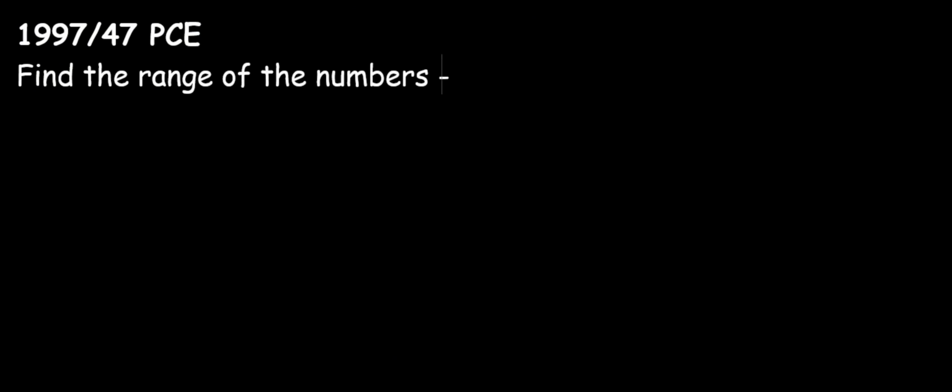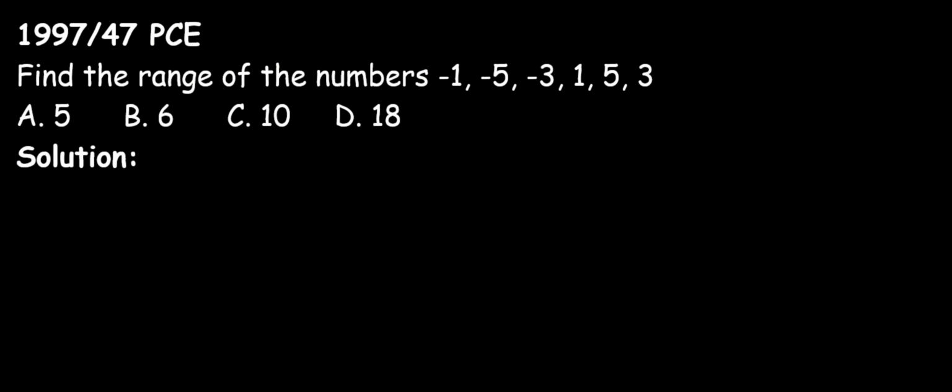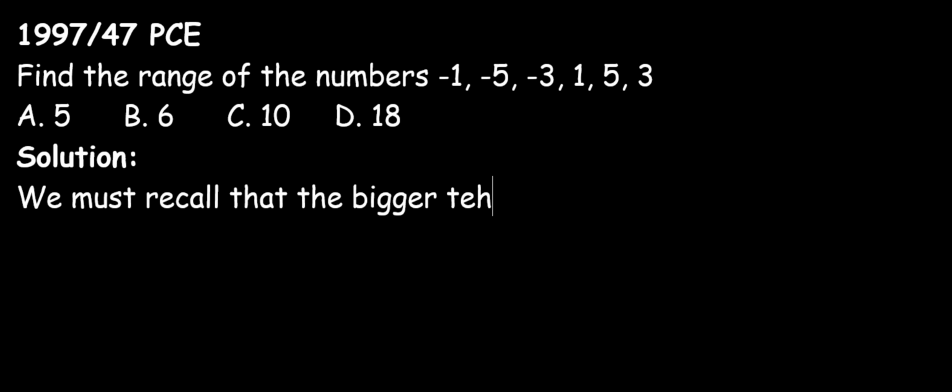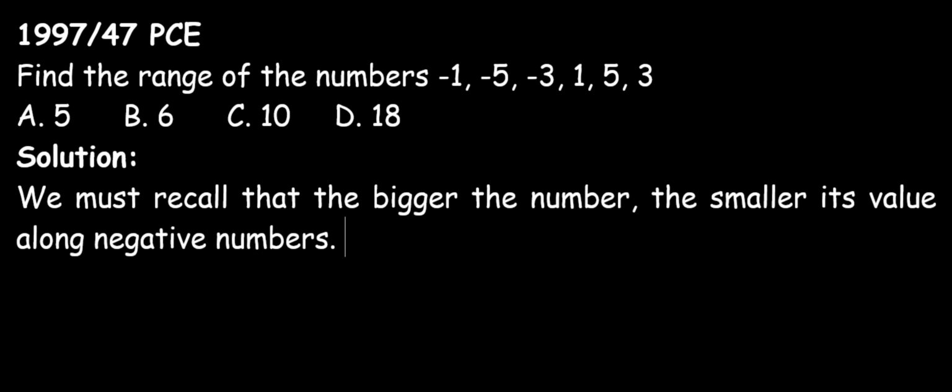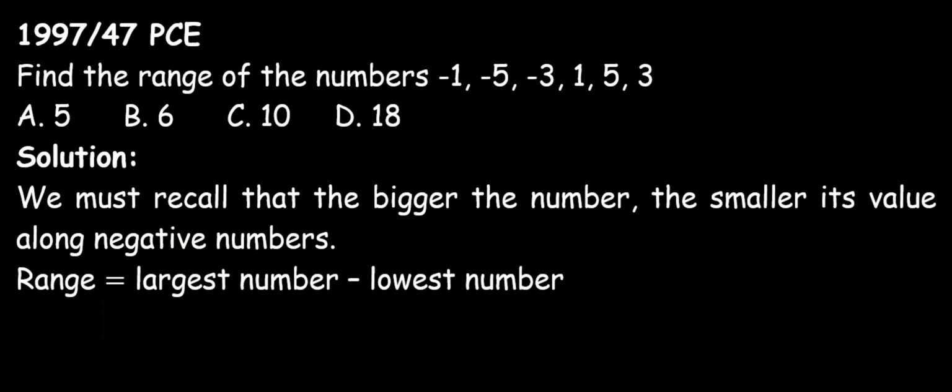Another example. Find the range of the numbers minus 1, minus 5, minus 3, 1, 5, and 3. The options are given. Solution. We must recall that the bigger the number, the smaller its value along the negative number line. Thus, range is equal to the largest number minus the smallest number. In this case, the largest number here is 5, minus, then we introduce our bracket because the smallest number there is minus 5. Hence, we introduce the bracket. And when you open up the bracket, that will be equal to 10.